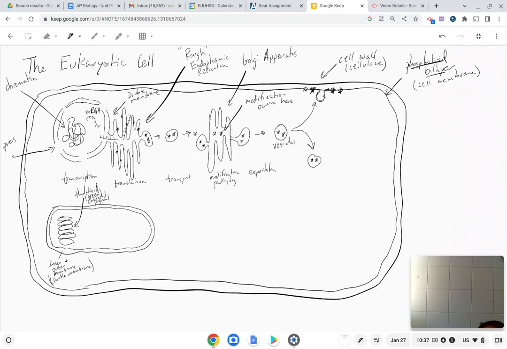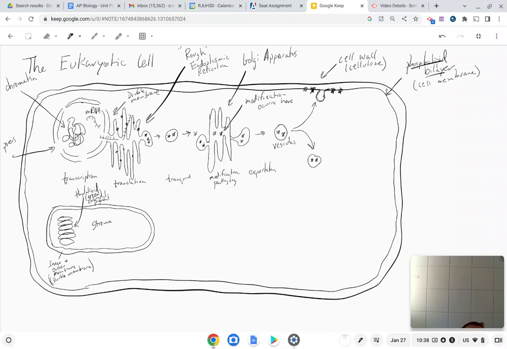Okay, and then there's this fluid here called the stroma. And there's a series of reactions that take place in the stroma. There's a separate set of reactions that take place in the thylakoid. We will see the details of that later in Unit 3.